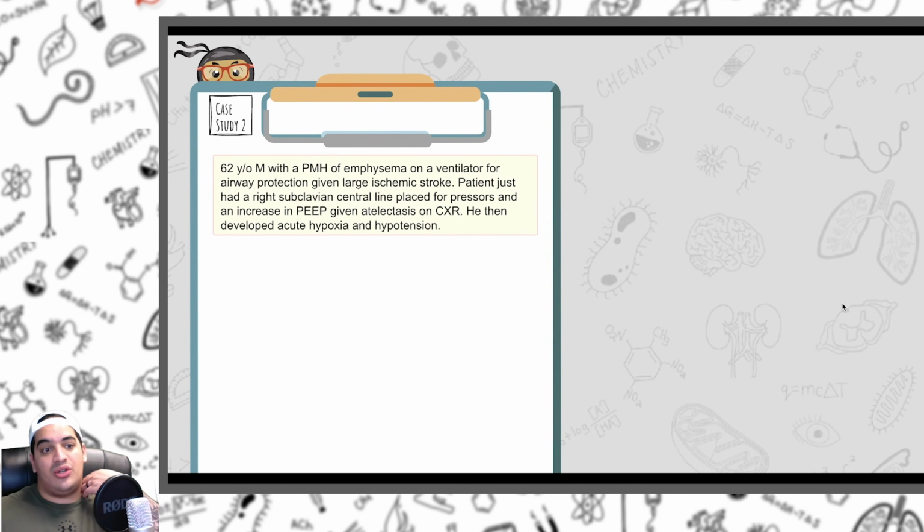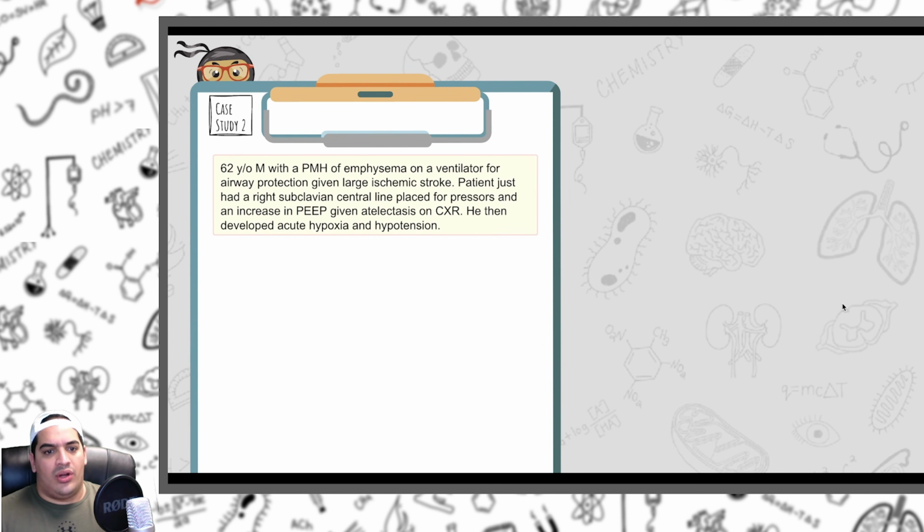So case study number 2, you had a 62-year-old male. Past medical history is pertinent for emphysema. They're on a ventilator for airway protection, because they had a very large ischemic stroke. Maybe their GCS was really, really low. They weren't able to maintain and protect their airway, and so they were intubated subsequently.